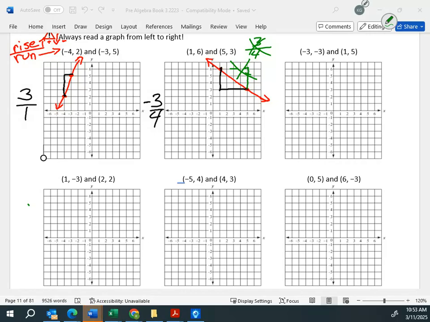Every year, I always have 1 or 2 friends that go backwards, so they mess up their positives and negatives. Always, always, always start on the left. Always, always, always do the up, down, that rise first. That goes on the top, the run goes on the bottom. Any questions on finding the slope?